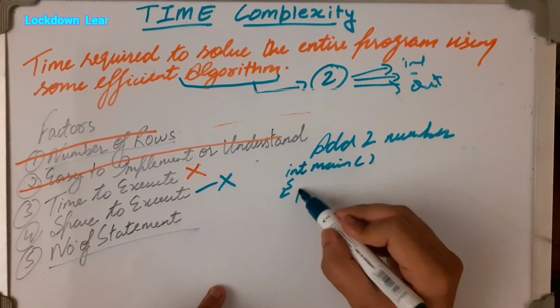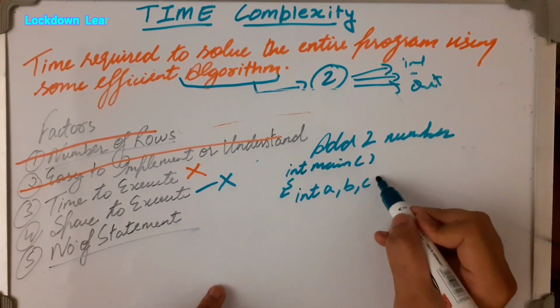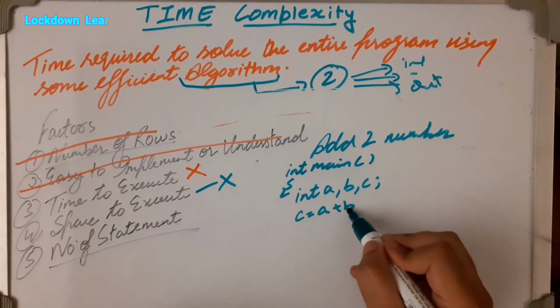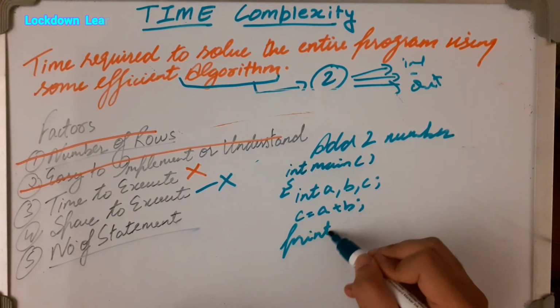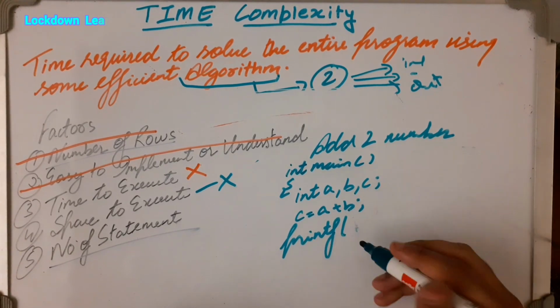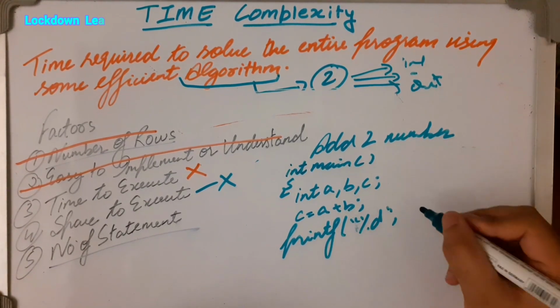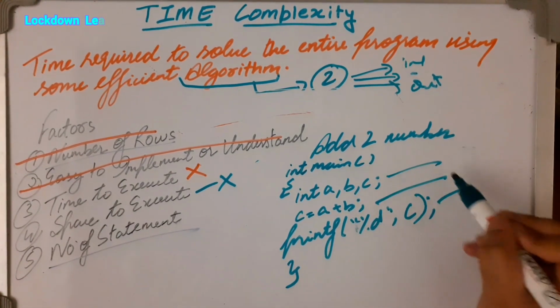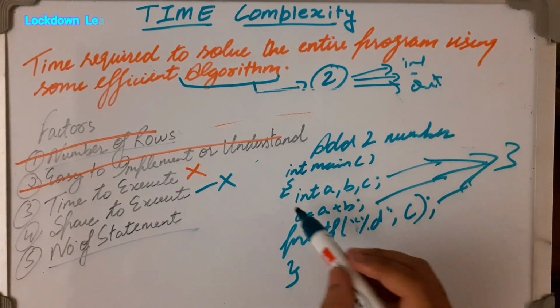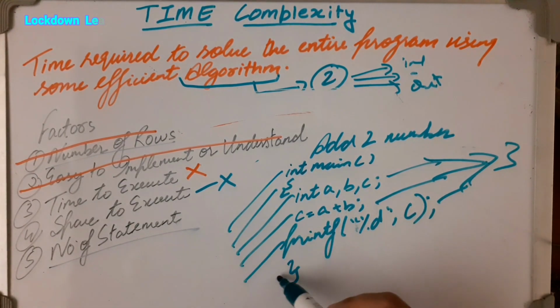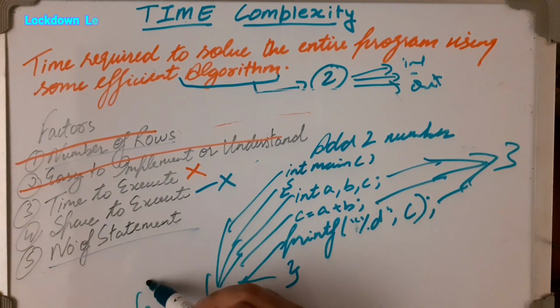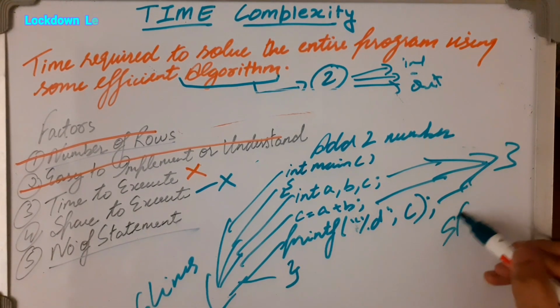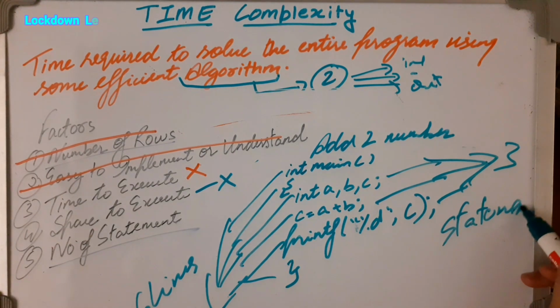int main, int a comma b comma c, and we have c equals a plus b, and then printf. We use %d as a delimiter, as we are printing c. So how many statements do we have? 1, 2 and 3. How many lines do we have? 1, 2, 3, 4, 5, 6. We have 6 lines and 3 statements. This is basically the difference between a statement and a line. Okay guys, now you can understand the main difference between a statement and a line.